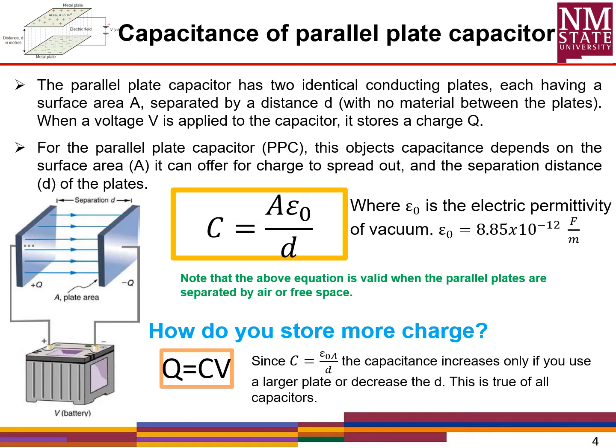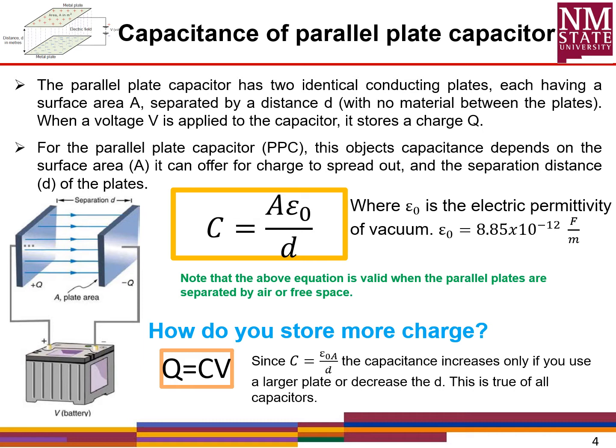Another important thing is, how do you store more charge? How can we increase capital Q? We know capital Q is equal to capacitance times voltage, C times V. So if you want to increase Q, what should we do? Think about capital C. If you increase capital C, capital Q will also increase because they are directly proportional. And now we know capacitance capital C is equal to A epsilon 0 divided by d.